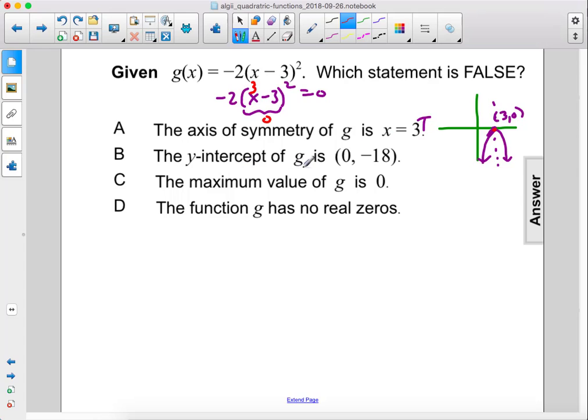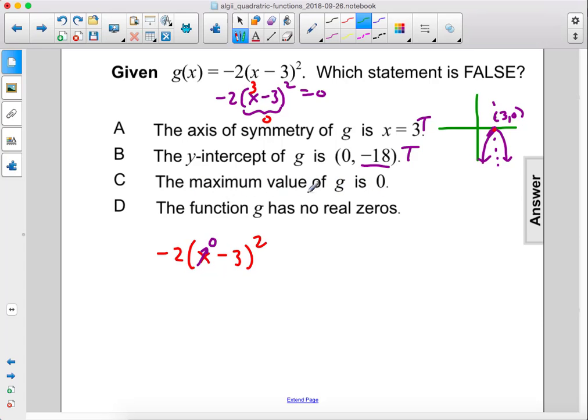Moving on, B, the y-intercept of g is (0, -18). To find the y-intercept, we plug in 0 for x, because when x equals 0, that will give us where our y-intercept is. So -2 times (x minus 3) squared. If we plug in 0 for x, we have (-3) squared, which is 9, times -2, which is -18. This is true.